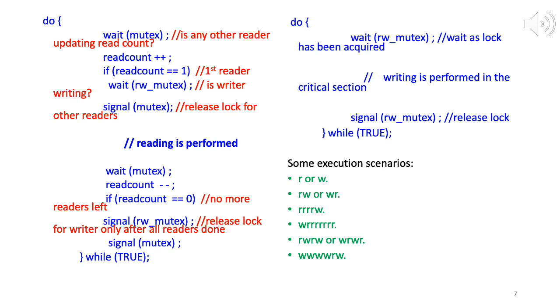Okay. Other scenario, writer comes in. So writer comes in, acquires a lock, reader does read count plus plus, and since it's the first reader, it waits on read write mutex. Now when the writer releases the lock, the reader can acquire it. Okay, the reader can acquire it. Right, it's available, and then it can enter its critical section, right, and that will work fine.